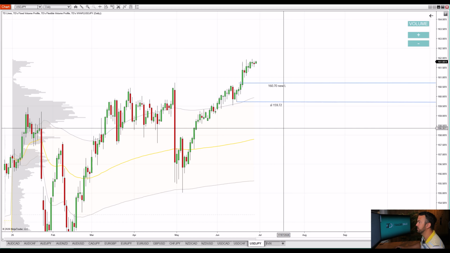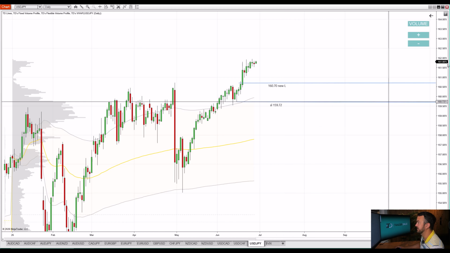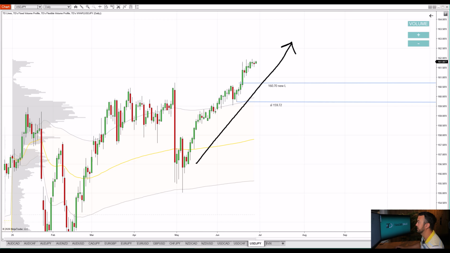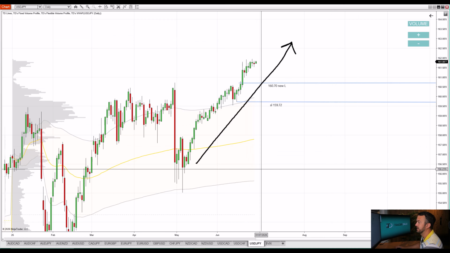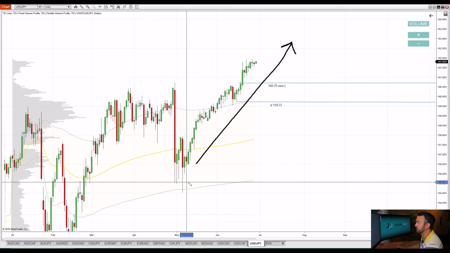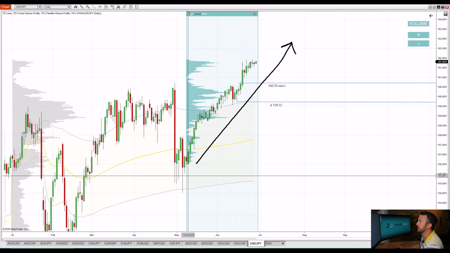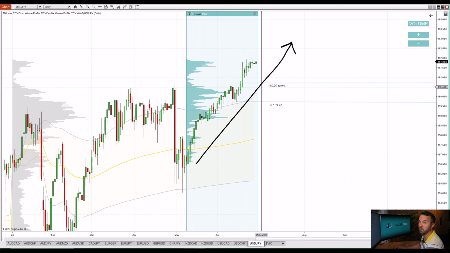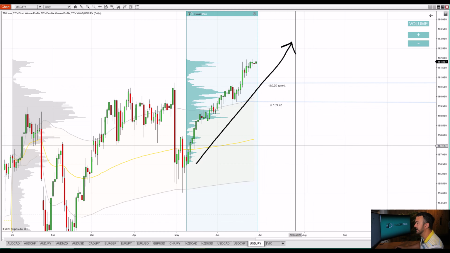On the US dollar Japanese yen, there's a bit different setup, because there's a setup which I use when there's a trend. This is a trend, and when there's a trend, I use the volume profile like this to look into the volume distribution within the trend, and I want to trade pullbacks to heavy volume clusters like this one.